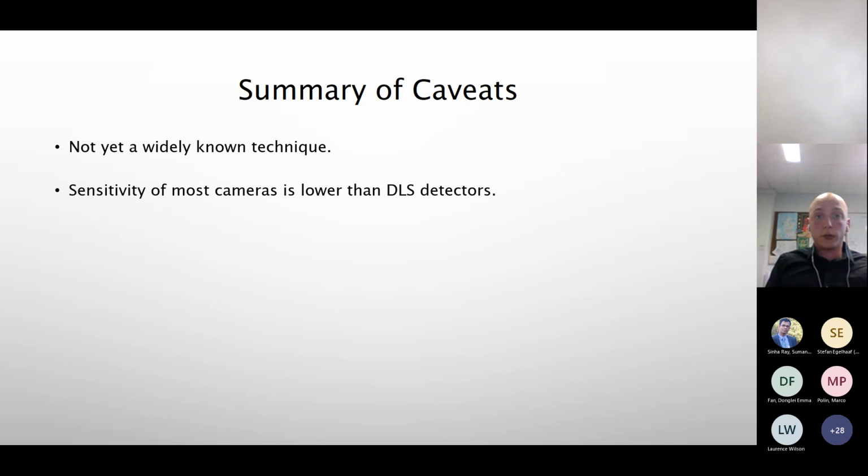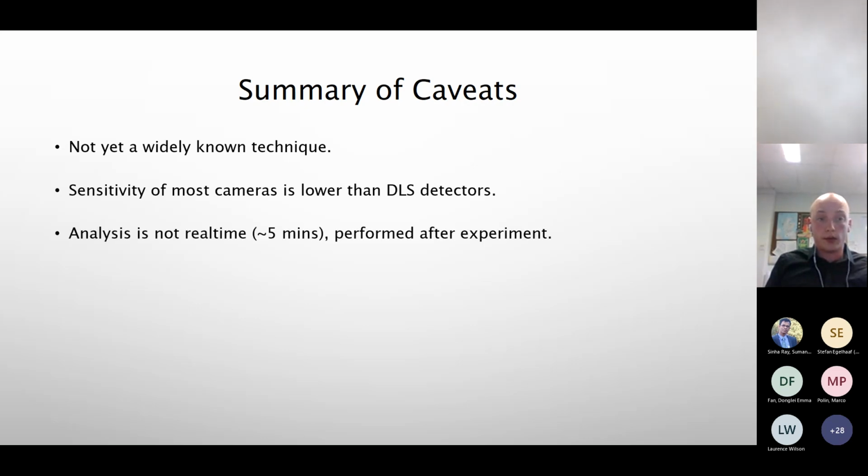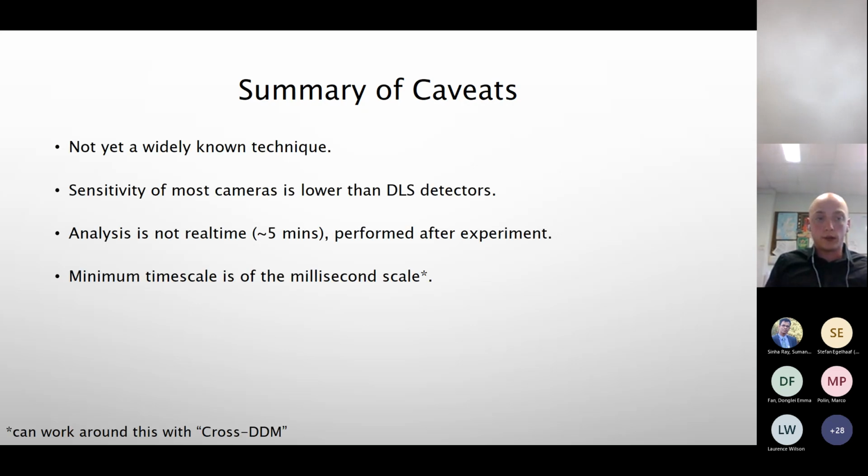The sensitivity of most cameras that you get in a microscope is lower than what you get in DLS. Now, I've seen some really impressive results where people have measured very low concentrations of protein with DDM, but I still suspect that the lower concentration limits will be lower with DLS than with DDM. Your analysis isn't real time. It takes about 5 minutes. This can be an advantage, as I mentioned before, in terms of user time, but it also means that if you want an immediate change to your experiment, it's not necessarily the ideal technique. Typically, you're looking at milliseconds for the lowest time scale. Again, you can work around this with fancy setups, but typically milliseconds.